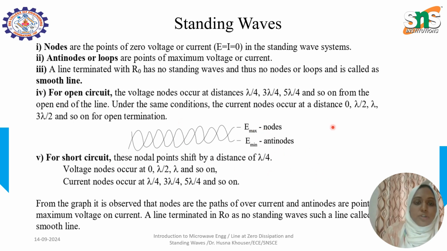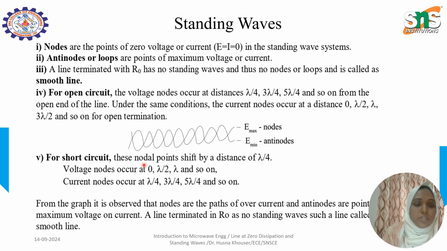For the open circuit, the voltage node occurs at a distance of lambda by 4, 3 lambda by 4, or 5 lambda by 4 from the open end of the line. Under this condition, the current node occurs at a distance of 0, lambda by 2, and 3 lambda by 2 for open termination. So for every distance, we have to see whether the line is open or closed.